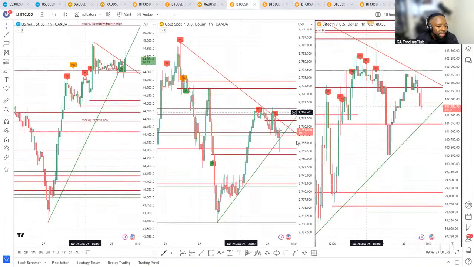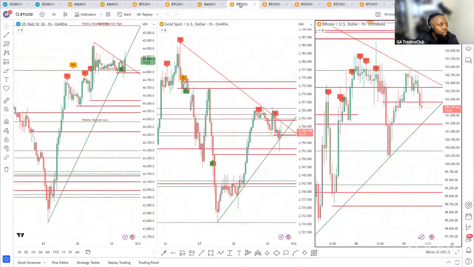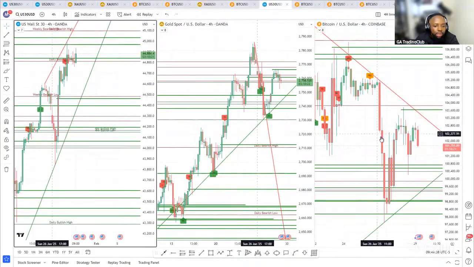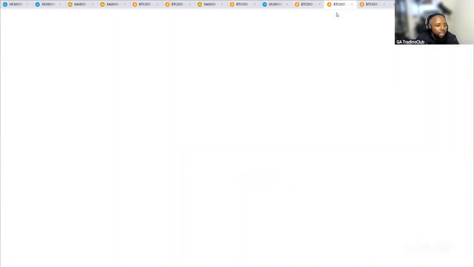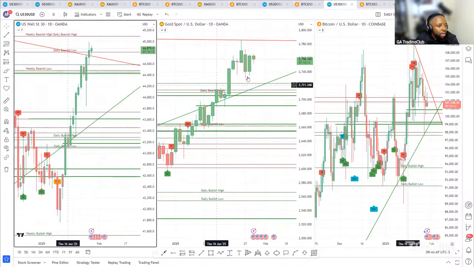On the 4-hour time frame, nothing for a sell. Actually, yeah, 4-hour time frame, nothing for a buy or nothing for a sell as well. Price is in between all trend lines. On the daily time frame, nothing as well for any of those instruments.